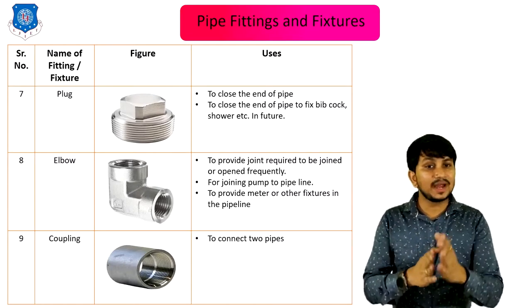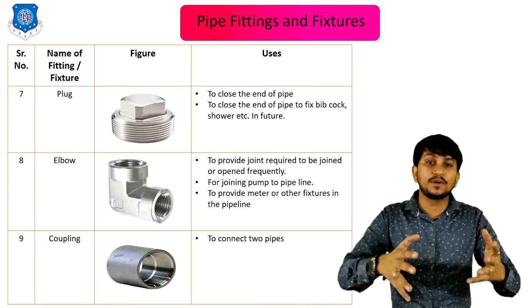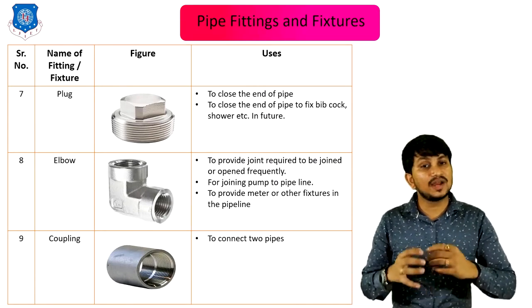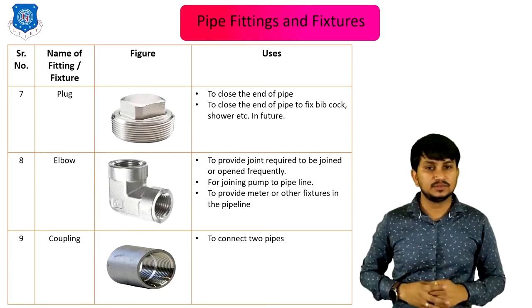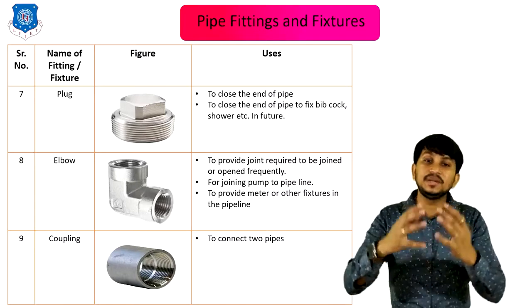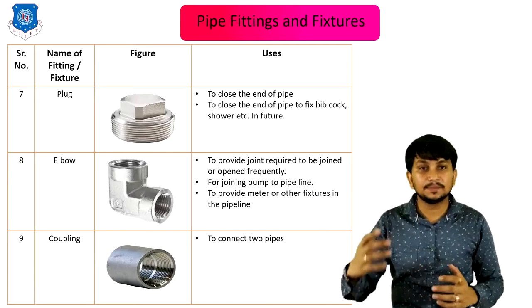It is elbow. It is used to provide joint required to be joined or opened frequently. It is used for joining pump to the pipeline. It is also used to provide meter or other fixtures in the pipeline.